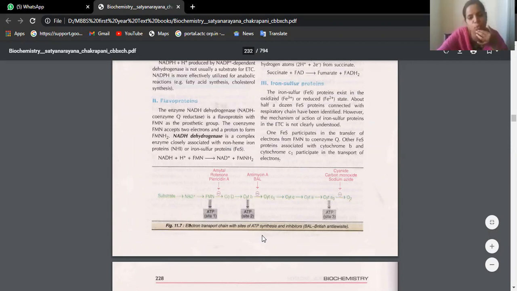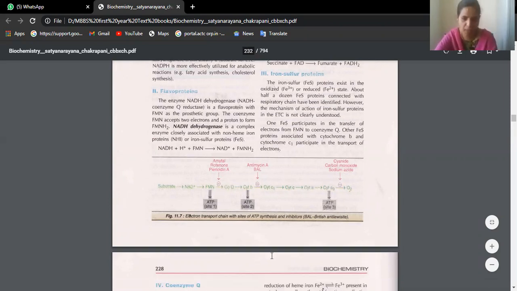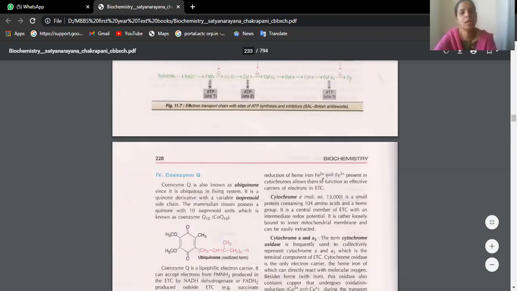Suppose you don't want this ATP to be generated, then you will use these inhibitors. If you want to stop ATP production at the first step, you use drugs like amytal, rotenone, piericidin. If you don't want ATP production at the second step, then antimycin A, British anti-lewisite. If you don't want ATP production at the third enzyme complex level, then we use cyanide, carbon monoxide and sodium azide. So that is all about the electron transport chain.